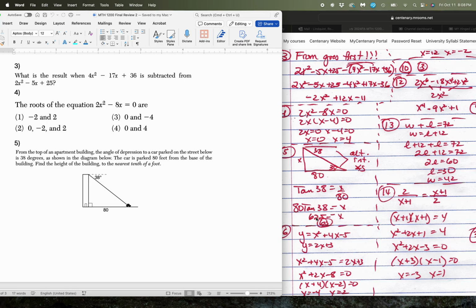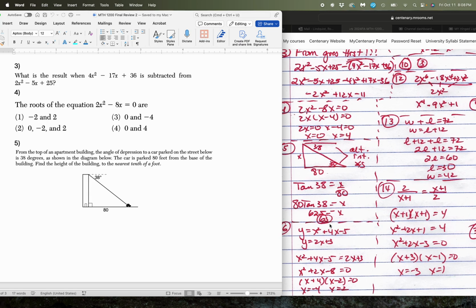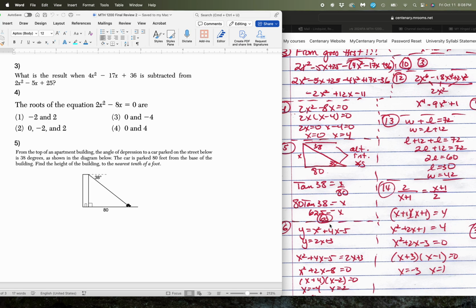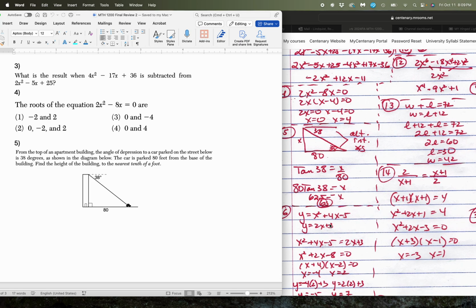I multiply that on my calculator. Literally type it in exactly that way, 80 tan 38. And then I get 63 when I round it off to the nearest tenth of a foot. Oh, it says nearest tenth. I thought it said nearest whole number. It might be something really close to 63.